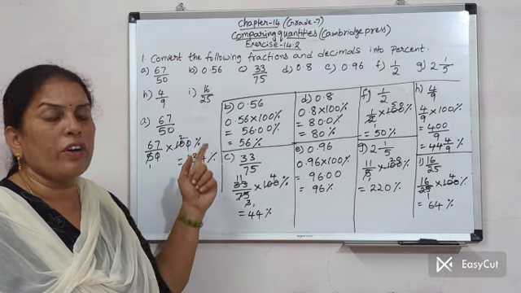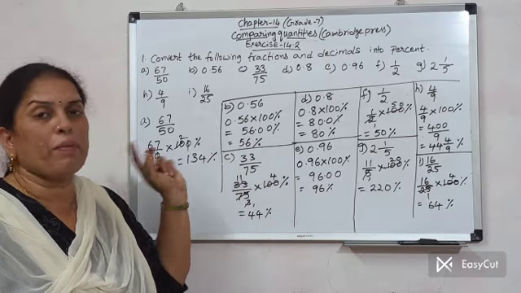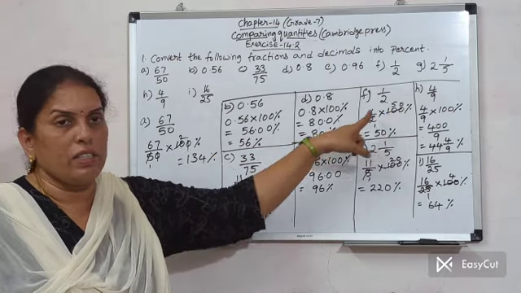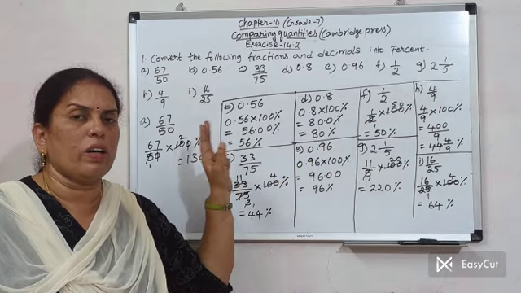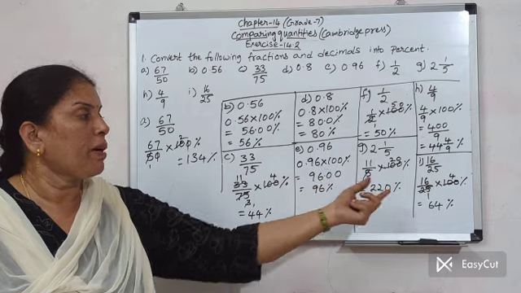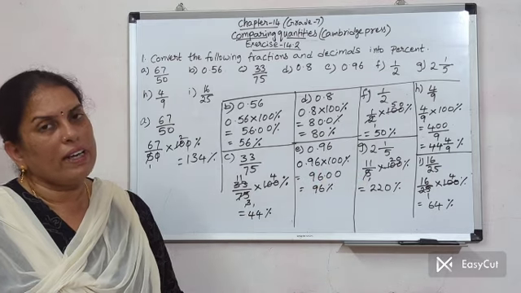That means if you want to convert into percentage, you need to multiply with 100% only. Every question is like that. Numbers may change. It may be a decimal, it may be a fraction, improper fraction, mixed fraction, whatever it may be, you need to multiply with 100%. You will get the answer.